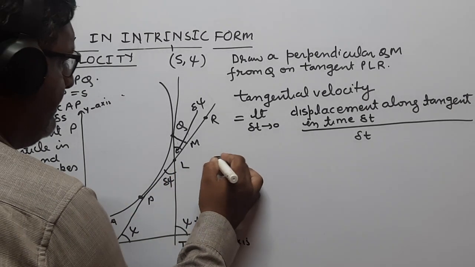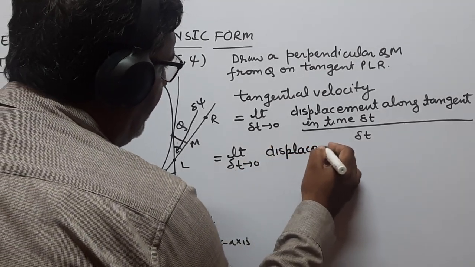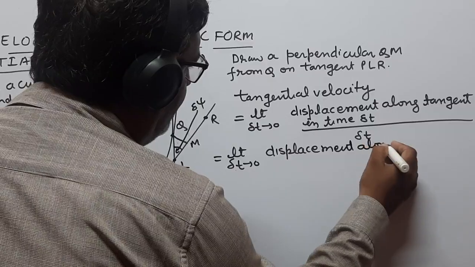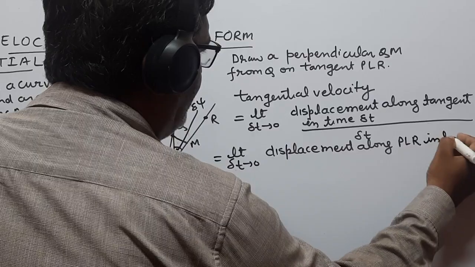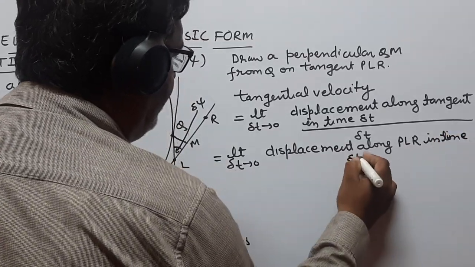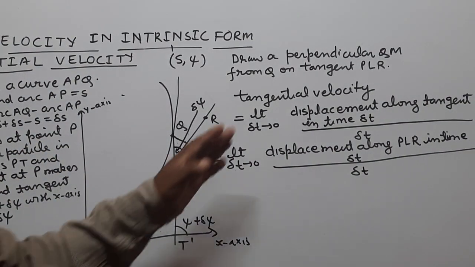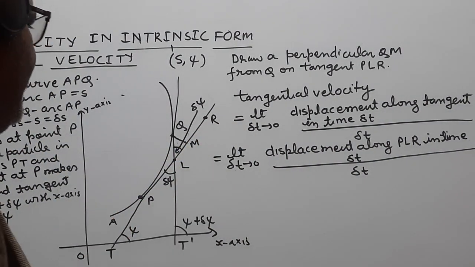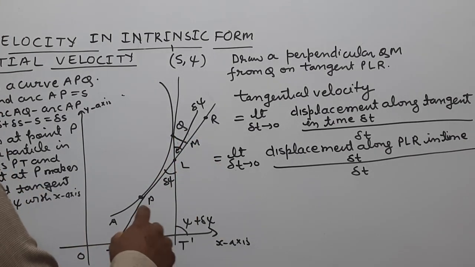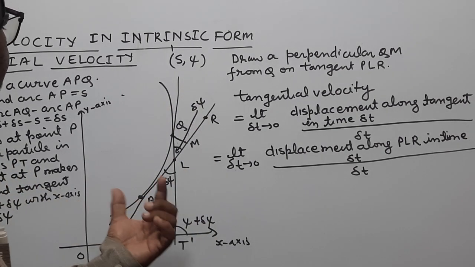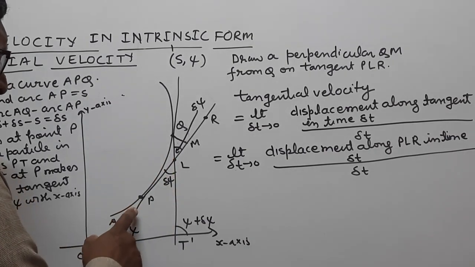So we find here the displacement along tangent PLR in time del t, divided by del t. So the displacement along tangent PLR in time del t is here. This is LM. You can see here that in time del t the displacement along the tangent is PM.